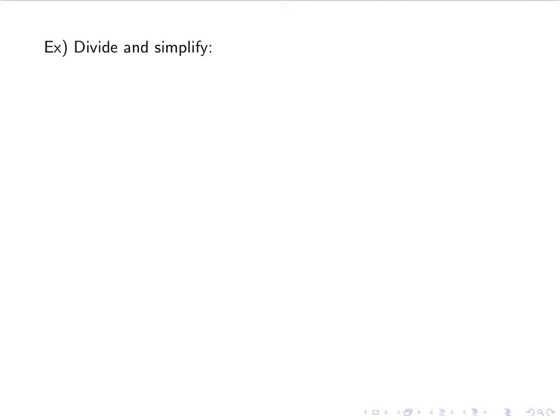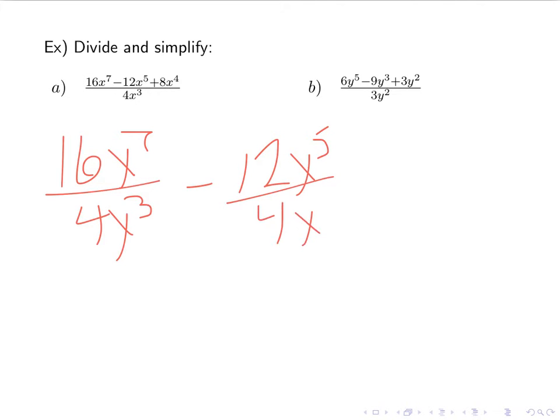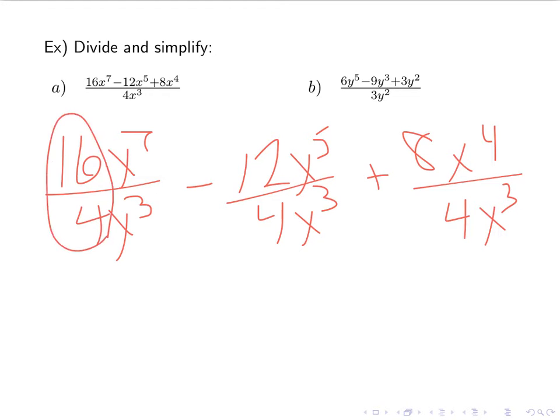So divide and simplify. A, 16x to the 7th minus 12x to the 5th plus 8x to the 4th over 4x cubed. So I'm going to take my first term, 16x to the 7th, divided by 4x cubed, subtract my second term, plus my third term. Okay, and then we have division of the coefficients. 16 divided by 4 is 4.